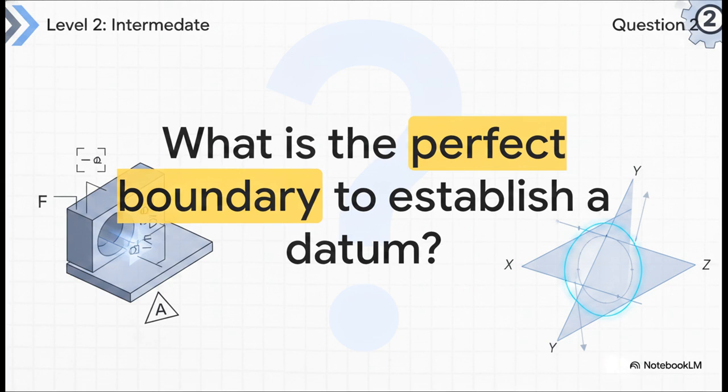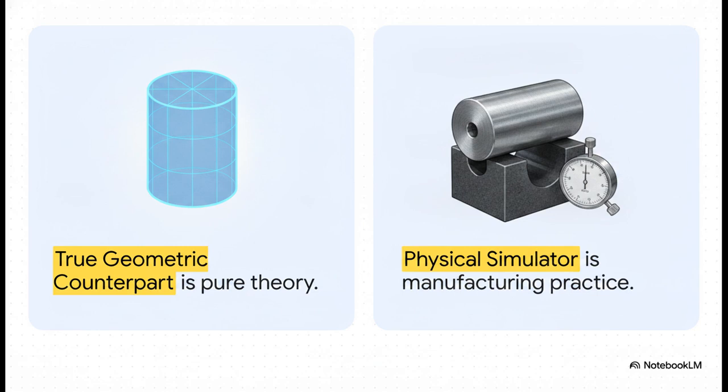Hit pause and lock in that answer. Let's see how you did. The correct answer is C, true geometric counterpart. Now, the fundamental distinction here is really a battle between pure theory and actual shop floor reality. If you chose A, well, don't beat yourself up, but you definitely fell right into a classic trap.